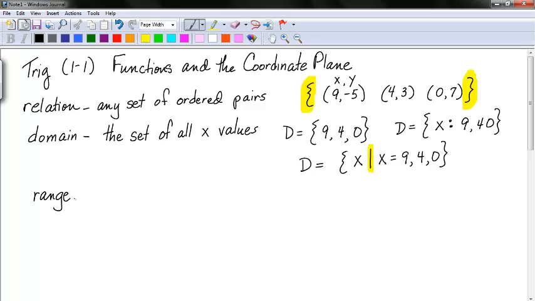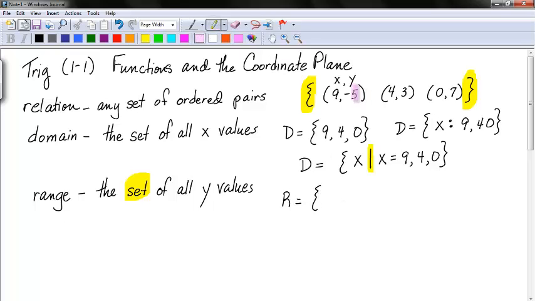The other one is the range, and the range is the set of all Y values. Since it's a set, you're going to have to use a brace. The range is the Y values, so if you look up here, the Y values are -5, 3, and 7. Okay, -5, 3, and 7.